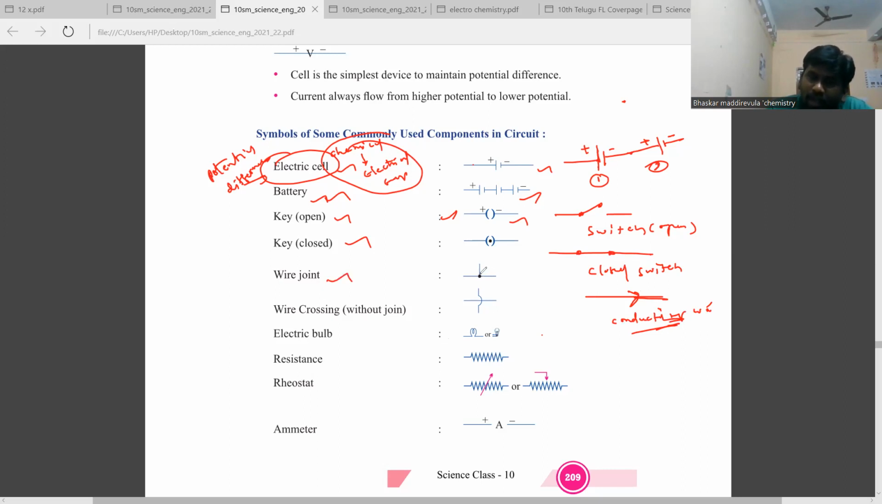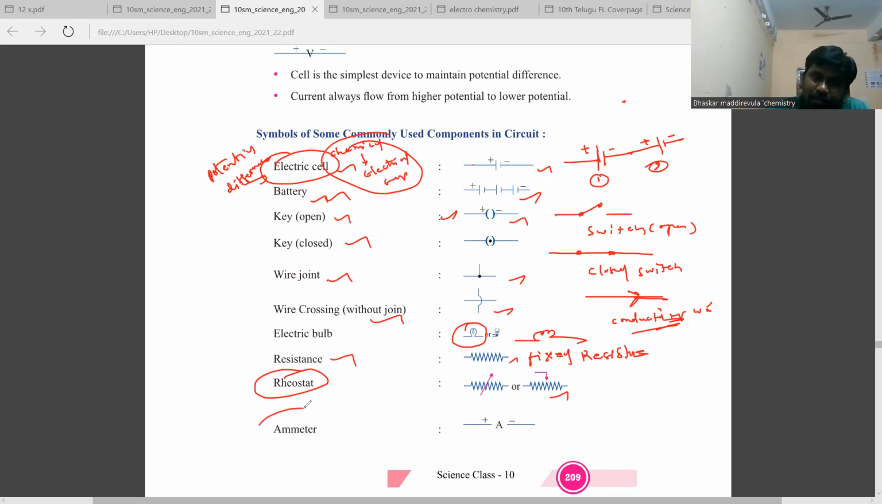Next, wires joining. Suppose you want to show two wires joining, this is the symbol. Wires crossing without joining has a different symbol. The bulb will be shown like this. This is the symbol of the bulb. Next, resistance. This is the symbol of a fixed resistor. Variable resistors have this symbol. The rheostat is one of the variable resistors. With the help of this, we can vary the current in the circuit.